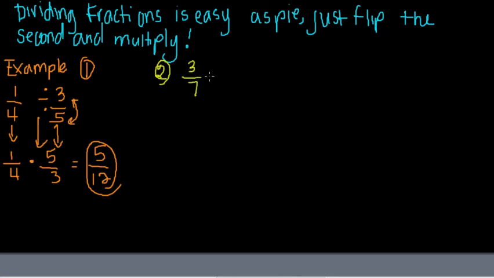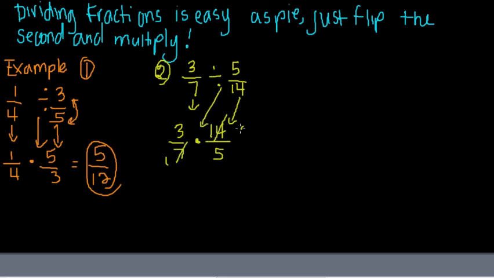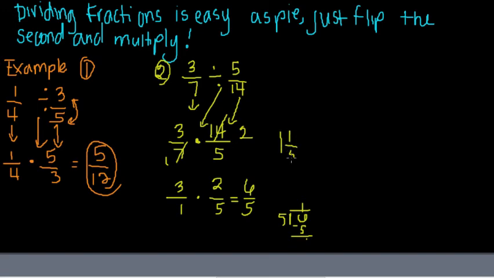Number 2. 3/7 divided by 5/14. 3/7 will stay the same. The division changes to multiplication, and then the 5/14 goes to its reciprocal because you're flipping the second and multiplying. We cross simplify here. We get 3 over 1 times 2 over 5, you get 6/5. Woo, that's improper. Let's divide it. So you get 1 and 1/5. Final answer.